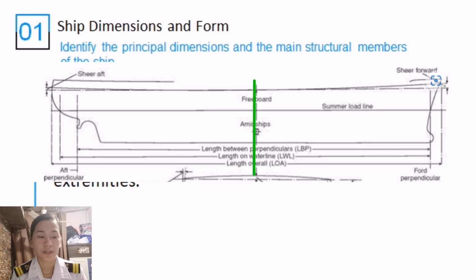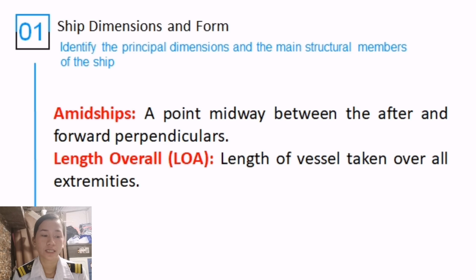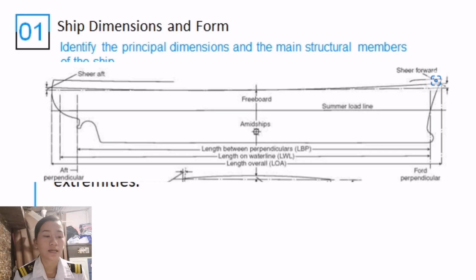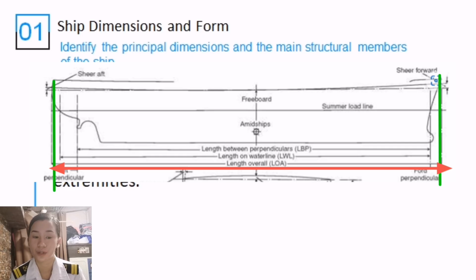The next is we also have our length overall. This is the length of the vessel taken over all extremities. Meaning, from the forward to the aft of the vessel, you look for the part of your forward that is the very tip. This part is the foremost tip of our forward, and this part is the uppermost part of our aft. From there, forward to aft, that is your length overall.